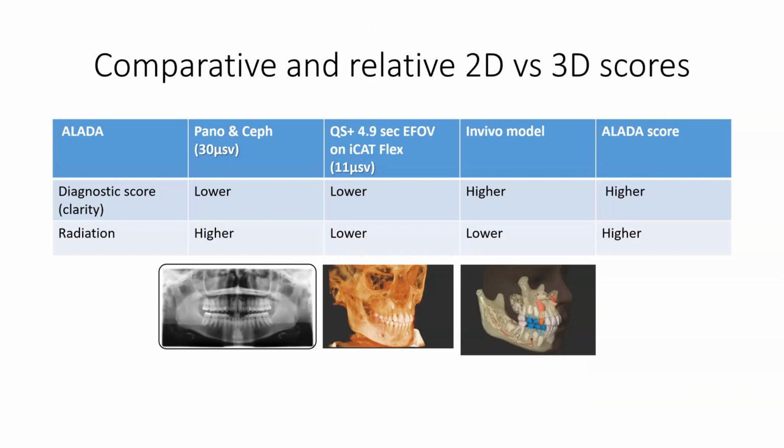So a ceph, a pan and ceph, their diagnostic score is low relatively because there's distortion. The radiation is higher than a CBCT low dose at appropriate settings. A CBCT, the diagnostic score at an incredibly low dose is also low because the lower the exposure, the lower the radiation, the lower the resolution. So you are going to get degradation of image quality. However, the radiation is relatively lower than its 2D counterpart.